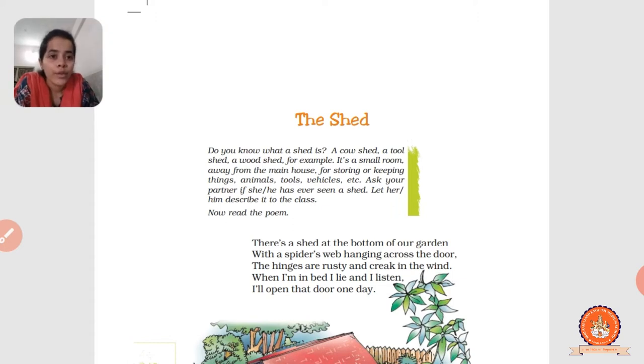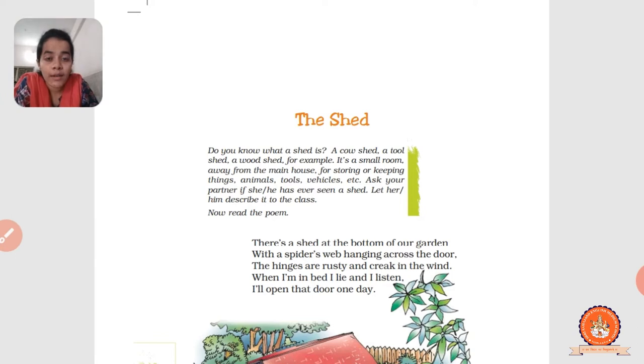Do you know what a shed is? A cow shed, a tool shed, a wood shed. For example, it is a small room away from the main house for storing or keeping things, animals, tools, vehicles, etc. Ask your partner if she or he has ever seen a shed. Let her or him describe it to the class. So this is the introduction given about the poem, that what is a shed?